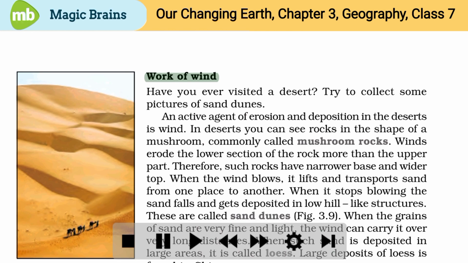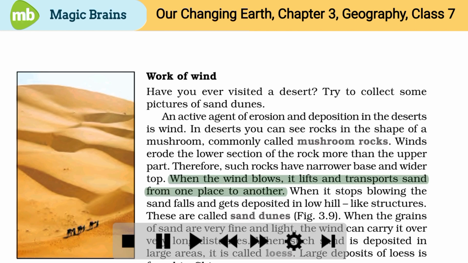Page 17. Work of wind. Have you ever visited a desert? Try to collect some pictures of sand dunes. An active agent of erosion and deposition in the deserts is wind. In deserts, you can see rocks in the shape of a mushroom, commonly called mushroom rocks. Winds erode the lower section of the rock more than the upper part. Therefore, such rocks have narrower base and wider top.